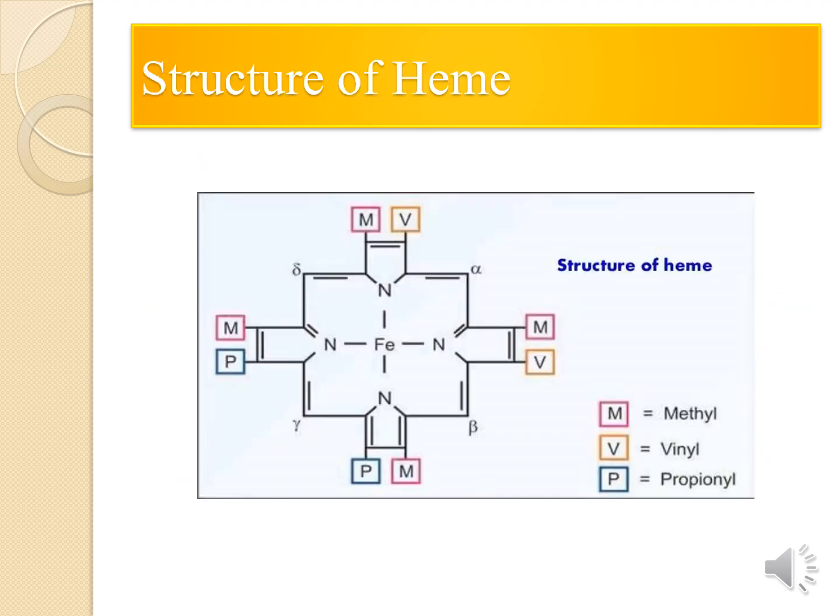This slide shows the structure of heme, where Fe is present at the center, and surrounding this Fe there are nitrogens, and the 4 sides or 4 edges are connected with MVP, that is methyl, vinyl and propionate. So this is the full structure of the heme. It is a porphyrin ring, as we will say.